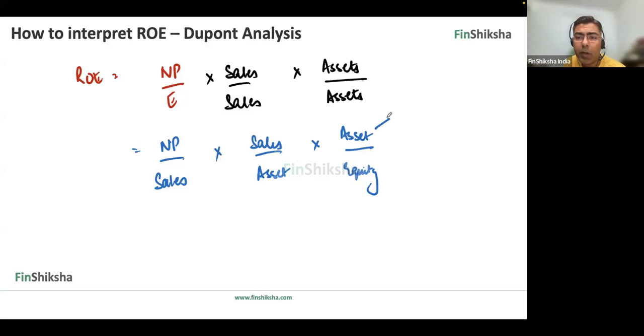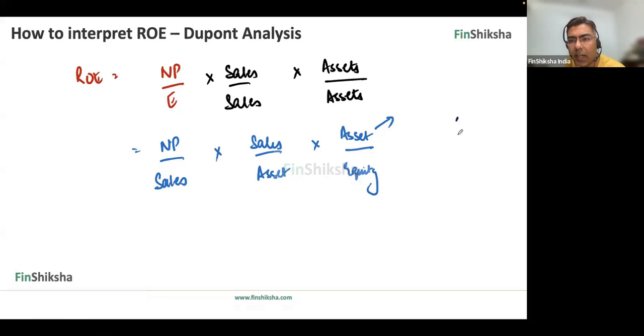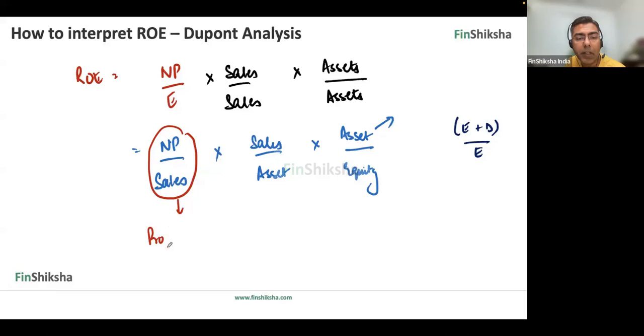Now, assets upon equity can also be written as, you can think about assets being nothing but equity plus debt. On the other side, you have, let's assume it's just debt. So you can rewrite this assets upon equity in some form as, let me use another color, equity plus debt upon equity. Now there are three elements here, correct? These three elements are, this net profit upon sales is your profitability element.